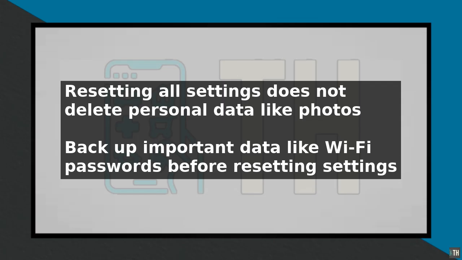In summary, resetting all settings on an Android phone is a straightforward process that can be completed in a few steps. However, it is crucial to understand the implications of resetting all settings and to back up any important data before proceeding. By following these steps and taking the necessary precautions, you can reset all settings on your Android phone and start with a clean slate.